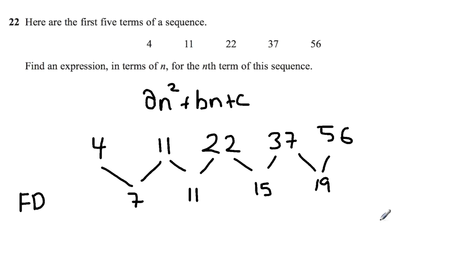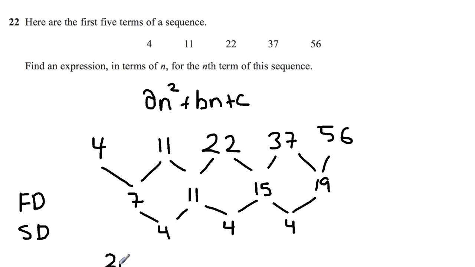Now I need to find the second difference. The difference between 11 and 7 is 4. The difference between 15 and 11 is 4. The difference between 19 and 15 is 4. So SD is 4. Now to find the value of a, we need to divide the second difference by 2. So 4 divided by 2 is 2. Therefore a is 2. So 2n squared is our first part of the quadratic sequence.